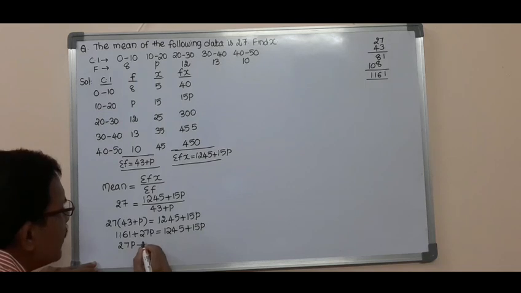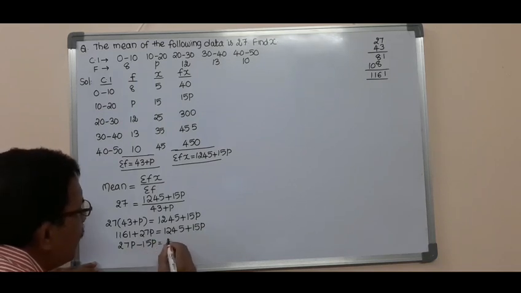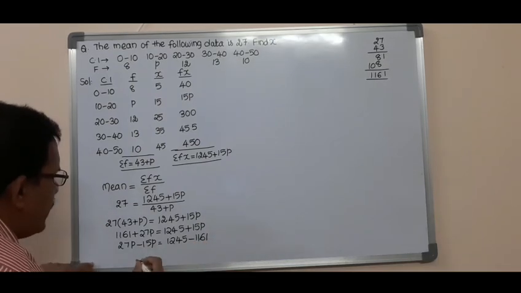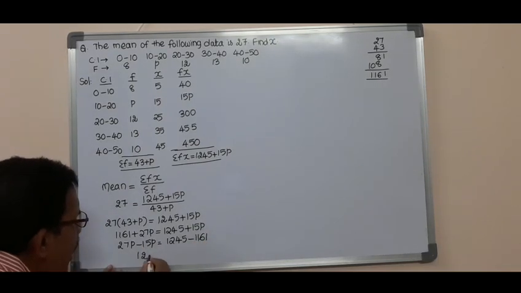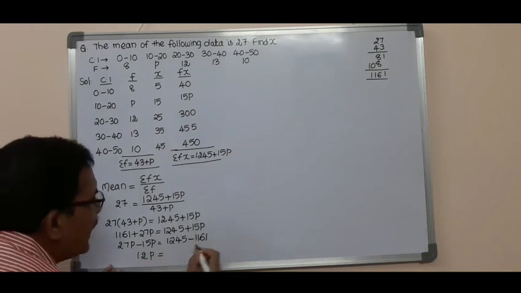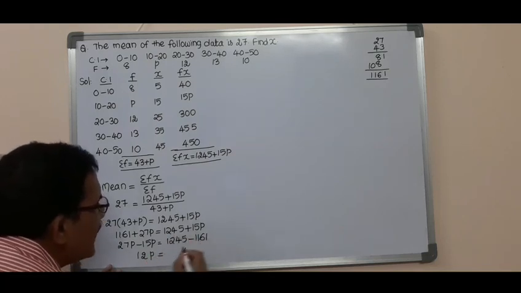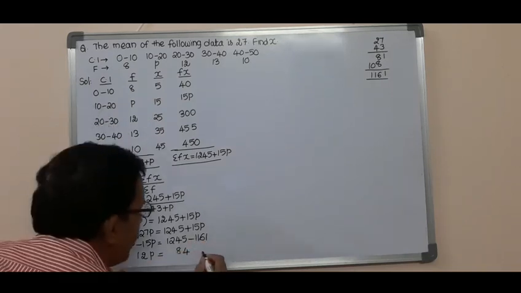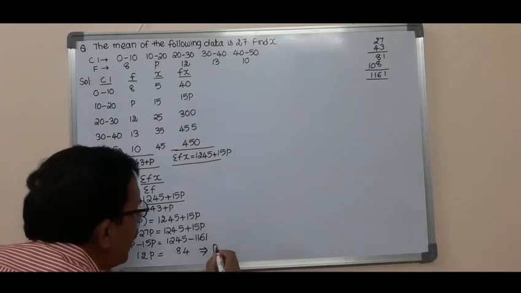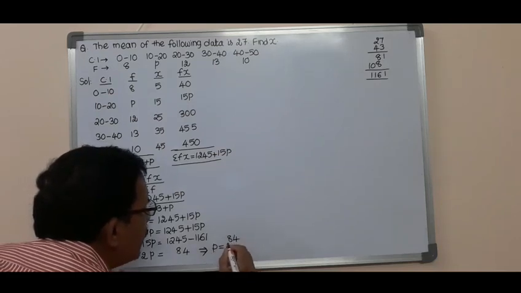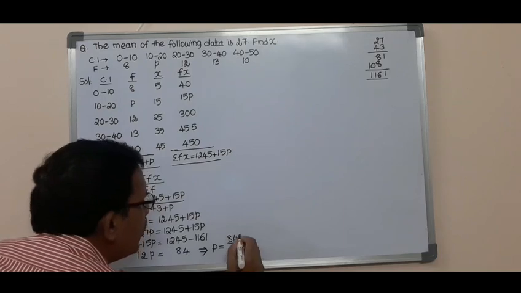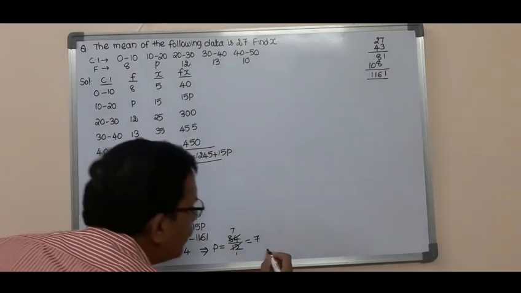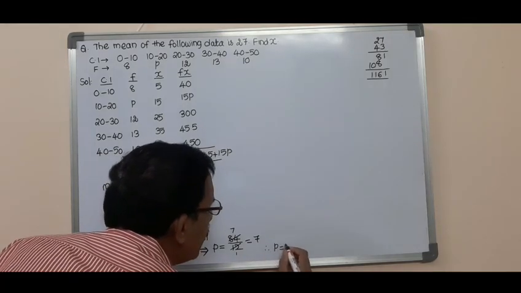27p minus 15p is equal to 1245 minus 1161. 27 minus 15 is 12. 12p is equal to 84. Implies p is equal to 84 by 12, which is equal to 7. Therefore, p is equal to 7.